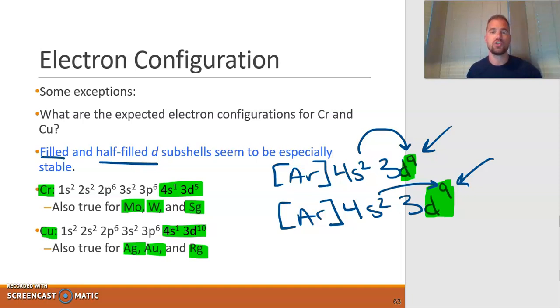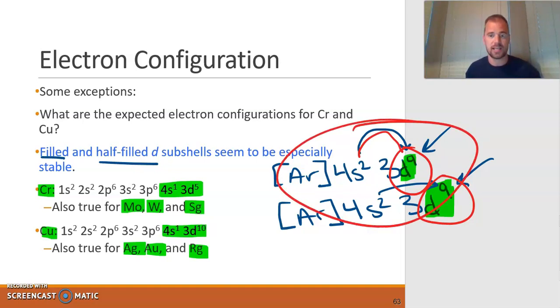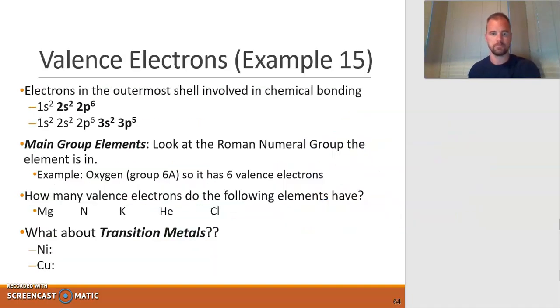So remember that when you're doing those configurations, in other words, when you get a configuration where you're either d4 or d9, it will pull over one electron. Make sure you know that, because if you do this on the test, it will be marked wrong. You need to make sure that you draw it or write it out with the one less electron.